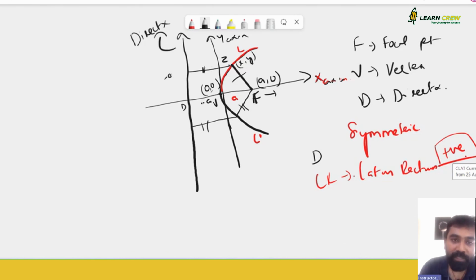Now, sir, is the parabola always going to be only on the right hand side? No, not necessarily. The parabola can be on the left hand side, or upwards, or downwards. In all 4 directions, you can have the parabola. Now, sir, if you can have the parabola in all 4 different directions, there should be some equation which is going to help us in solving these things. So how do I do it?